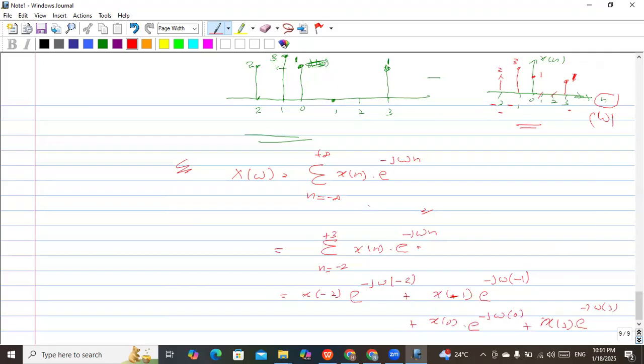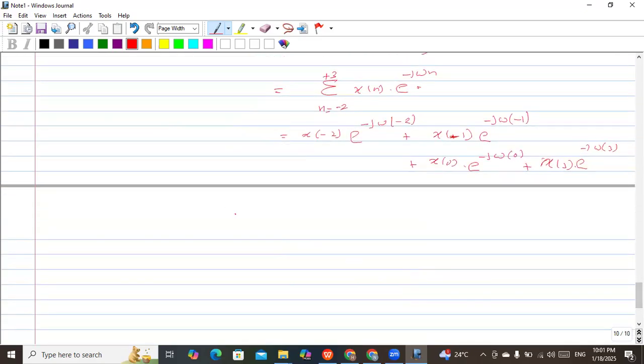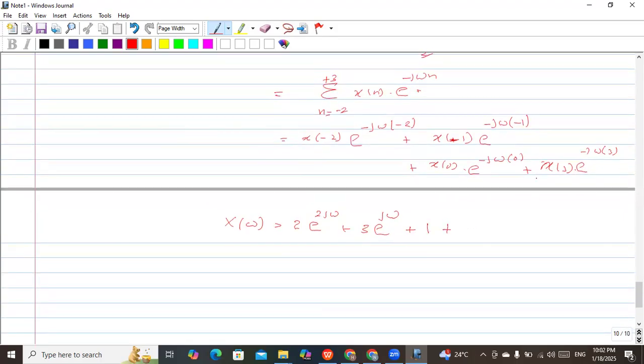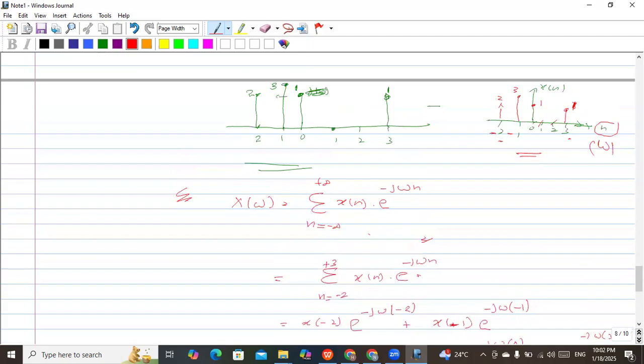Okay, so now you have to substitute the value here. So x omega will be, x minus 1 is 2, 2 e to the power minus minus, it will be plus 2j omega, plus x minus 1 is 3 e to the power minus 1 minus 1, it will be plus j omega, plus x naught is 1 e to the power j omega 0, so this also will be 1, plus x3 is again 1 e to the power minus 3 j omega. Okay, so this is the Fourier series representation of this sequence.